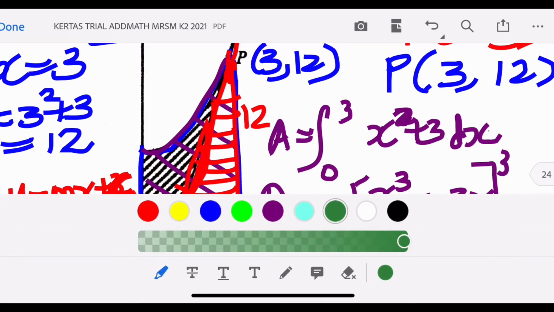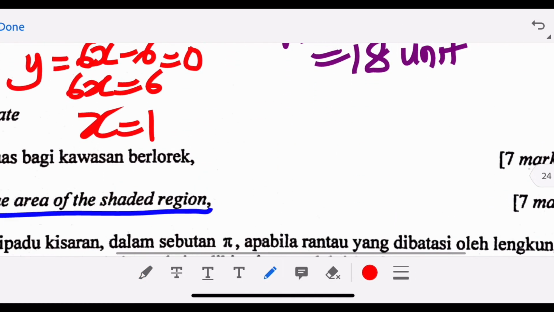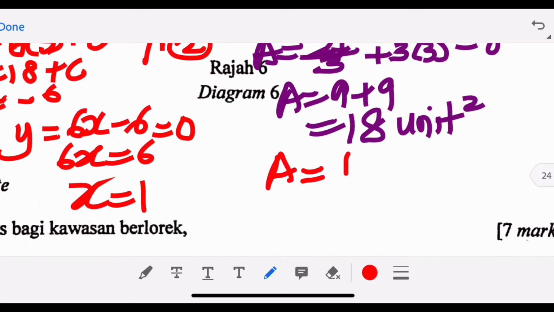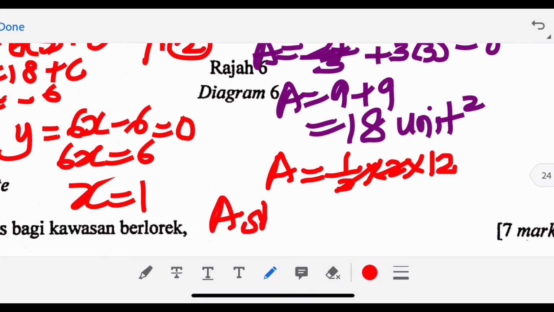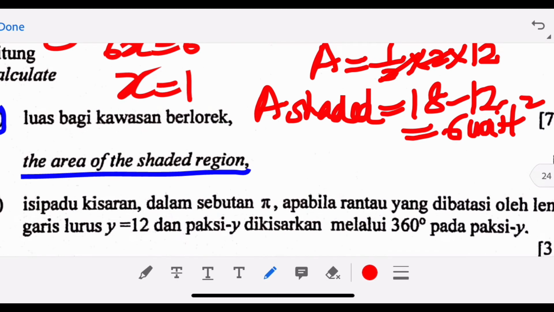Let's work out the base. 3 minus 1, so we will have 2. So the area of the triangle is 1 over 2 times 2 times 12. So it's 12. Hence the area of the shaded region is 18 minus 12, which is equivalent to 6 units squared. Alright, so we have solved the area under the curve.